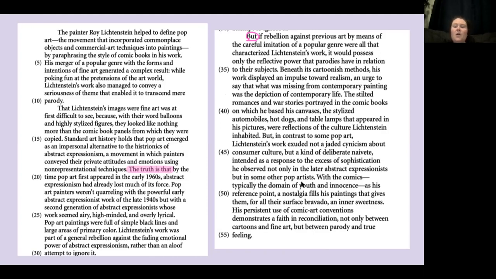With the comics, typically the domain of youth and innocence, as his reference points, a nostalgia fills his paintings that gives them, for all their surface bravado, an inner sweetness. So it's saying, oh, these are just nice. His persistent use of comic art conventions demonstrates a faith in reconciliation, not only between cartoons and fine art, but between parody and true feelings. Ooh, I love that. So not only does his artwork use cartoons and fine art techniques, it also has this nice balance between expressing your feelings but also using parody.